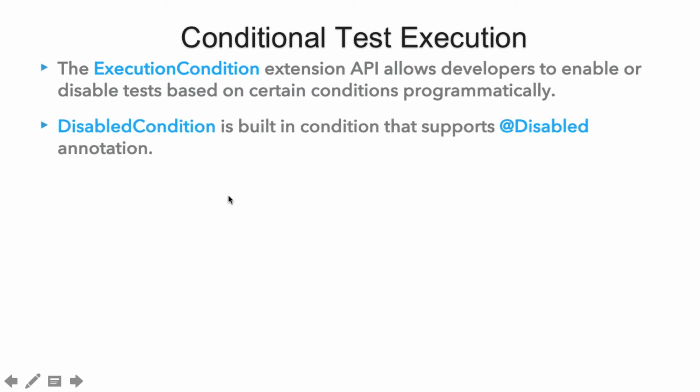Also friends, in one of our previous lectures, we discussed the @Disabled annotation. Here you can see DisabledCondition is one of the built-in execution conditions that supports the @Disabled annotation. And we already discussed that whenever we put the @Disabled annotation on top of a test, that test is simply skipped.